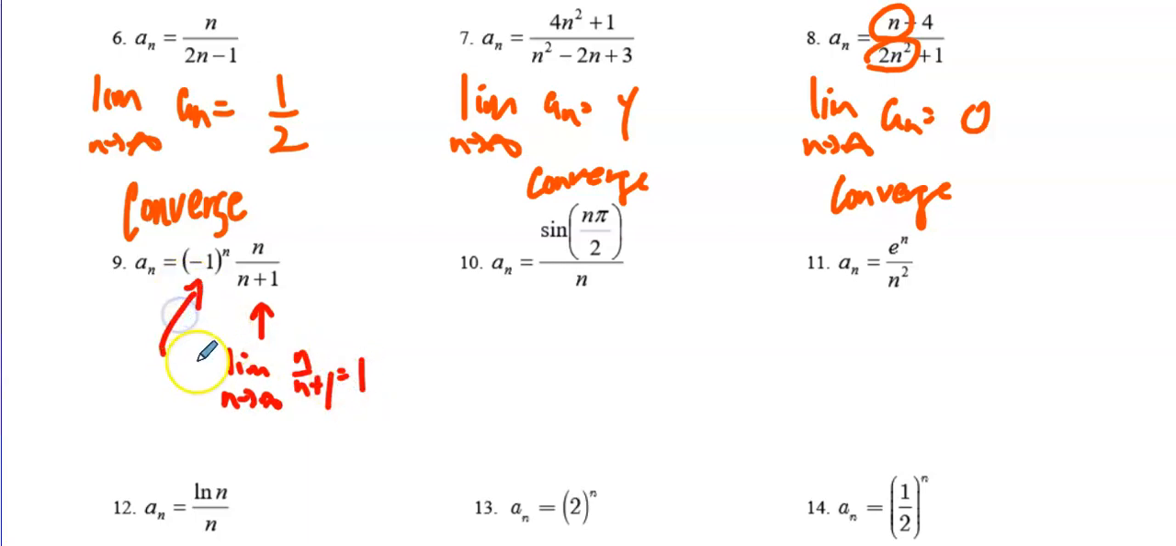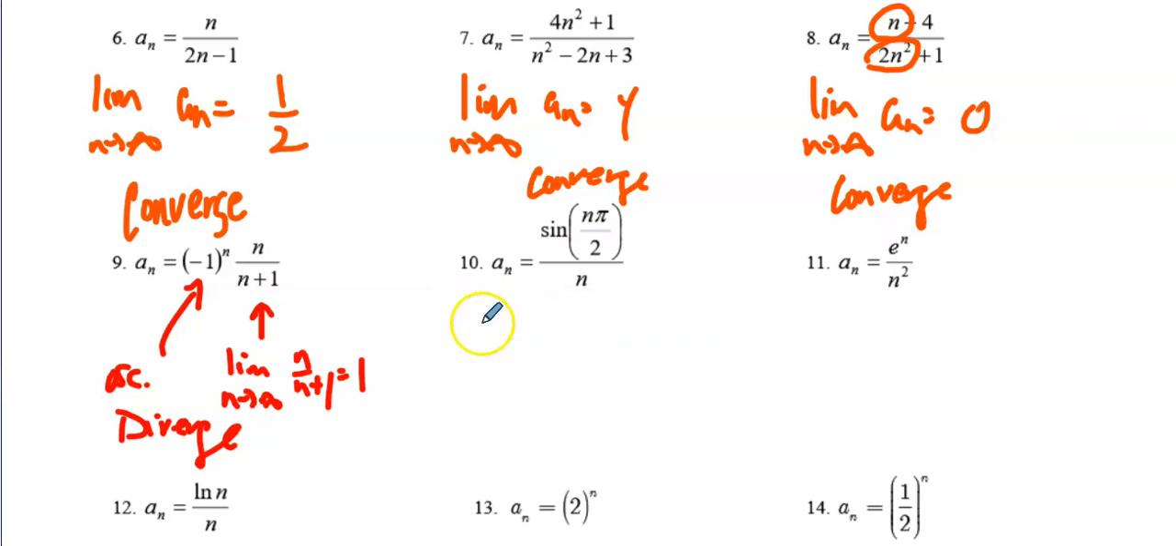However, just like the conversation we just had, if I were to look back and forth, whether it's odd or even, then it's going to give us a positive or a negative number. So again, this is going to oscillate, so therefore this is going to diverge. This is going to oscillate between 1 and negative 1, so this limit will not exist.